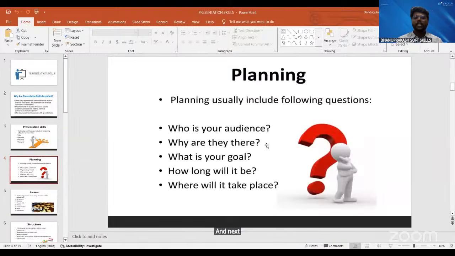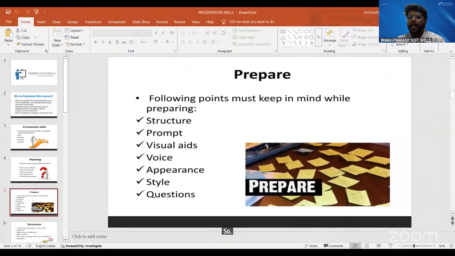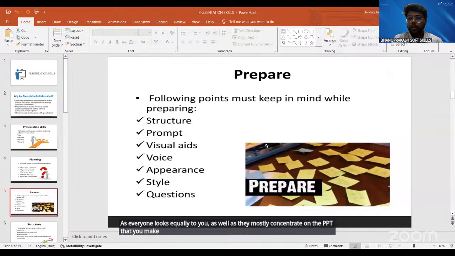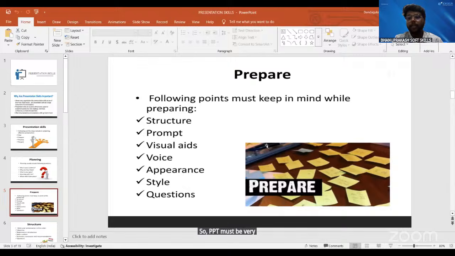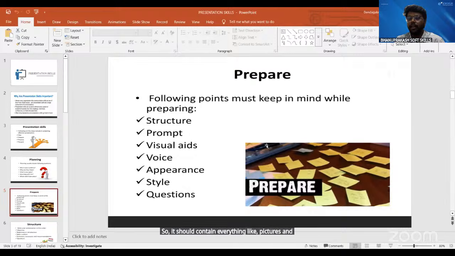And next, prepare. This is all about planning, where you need to plan everything by questioning all these things and prepare. The following points must be kept in mind while preparing, like structure, as everyone looks equally at you, as well as they mostly concentrate on the PPT that you made. So the PPT should be entertaining. It should never be very boring, with a lot of paragraphs in it. It should contain pictures and graphs, bar graphs or pie charts, especially for the research part.